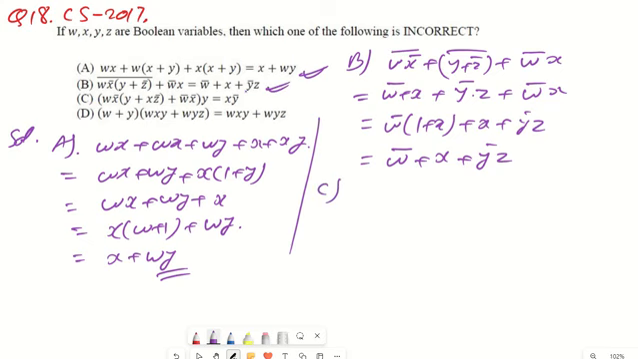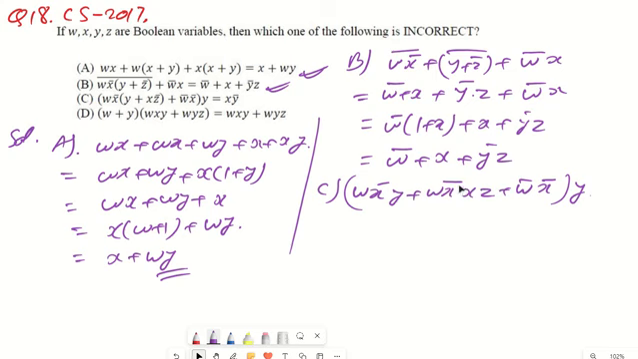Now let us talk about c. So c is wx bar into y plus xz bar plus w bar x bar into y, right? I'll just expand this quickly. Let us multiply the internal terms and then write it down. So I can write it down as wx bar y plus wx bar xz, right, and then w bar x bar into y.